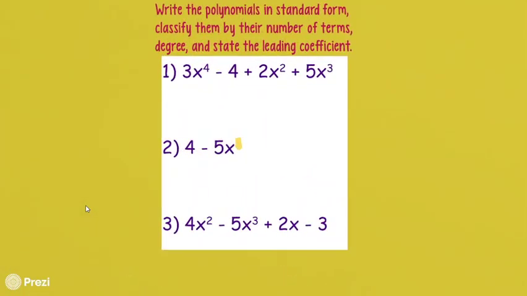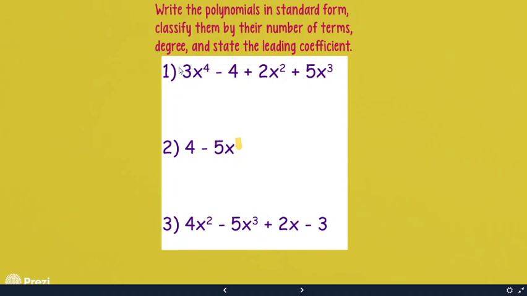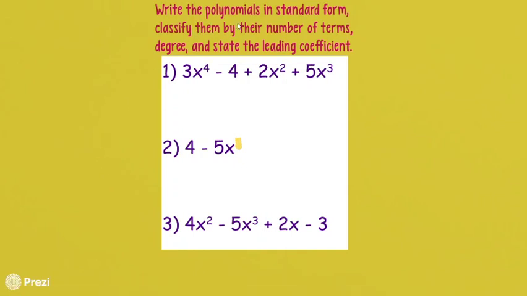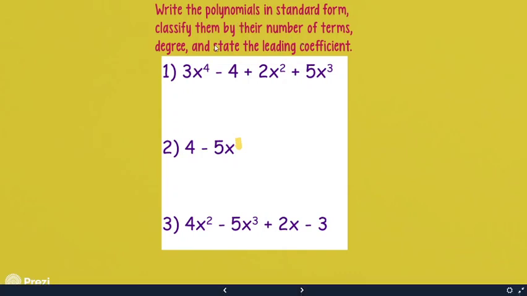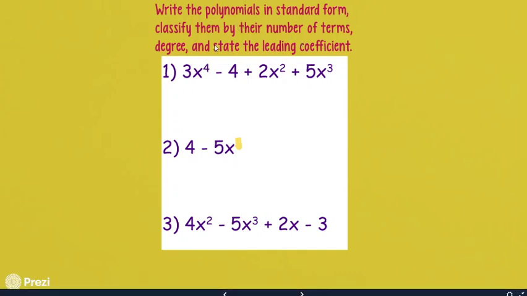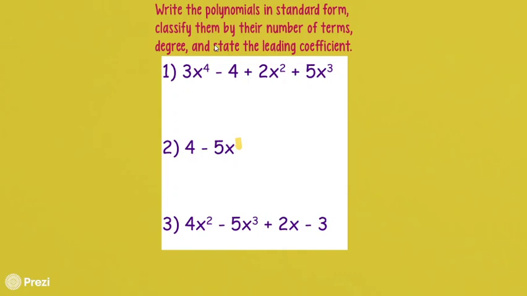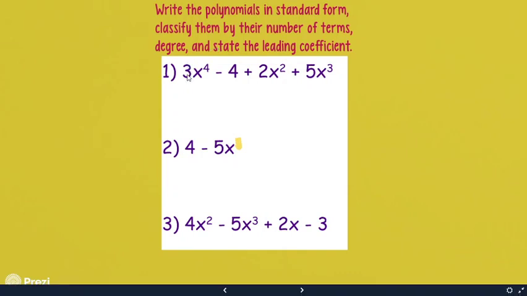Okay, I know this is technically labeled as 1, 2, and 3, but these are examples 5, 6, and 7. So let's get going. We're going to write the polynomials in standard form, and then we're also going to classify them by their number of terms, degree, and we're also going to state the leading coefficient. Okay, so this is example 5.